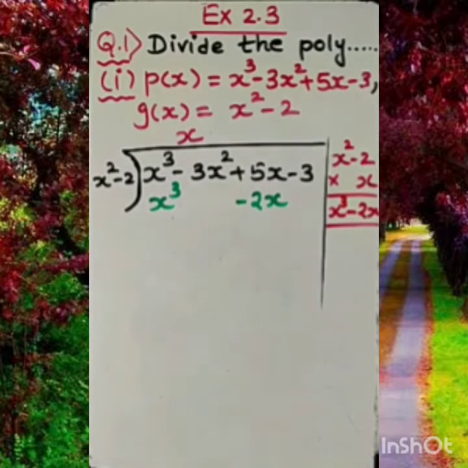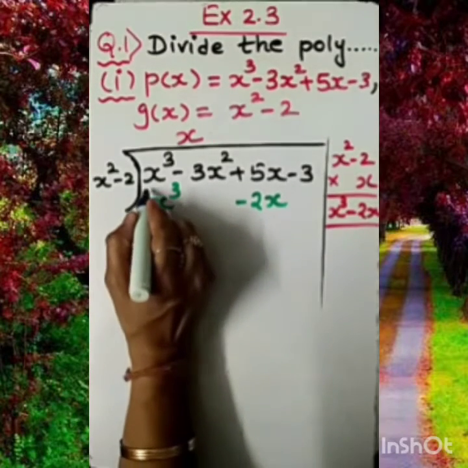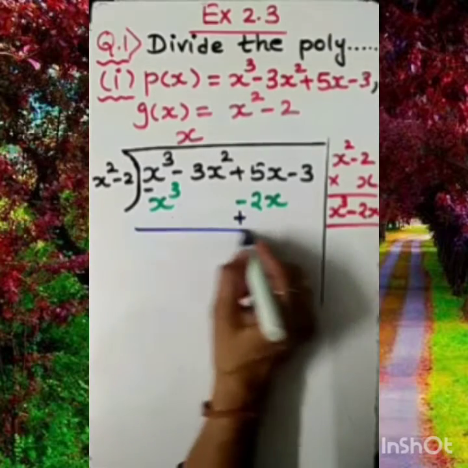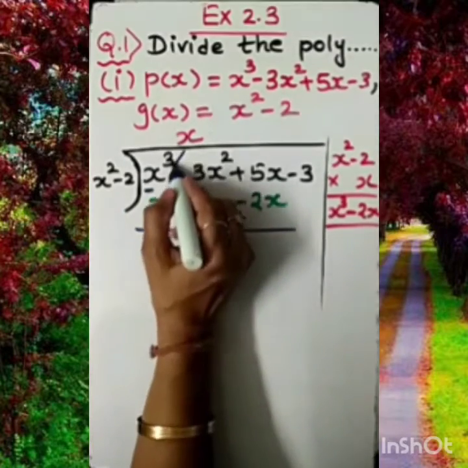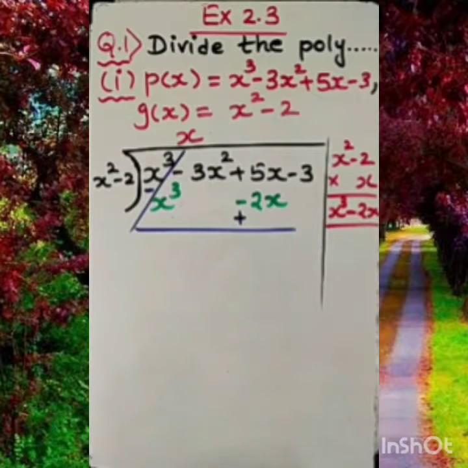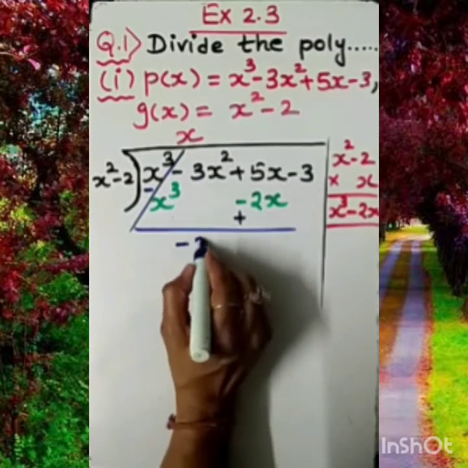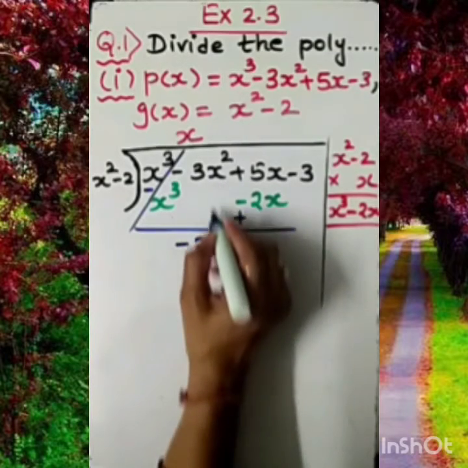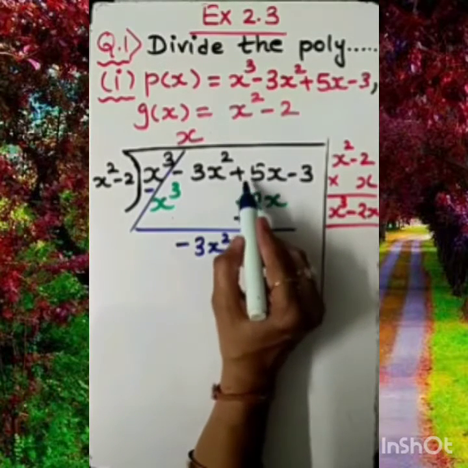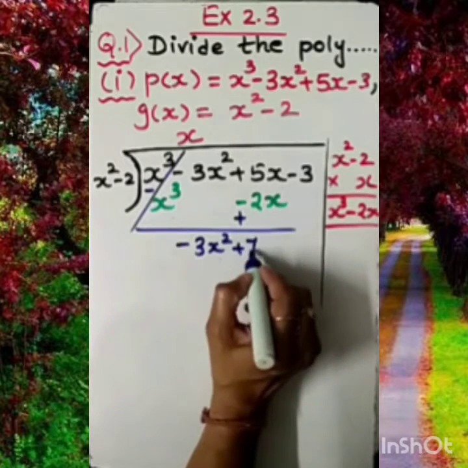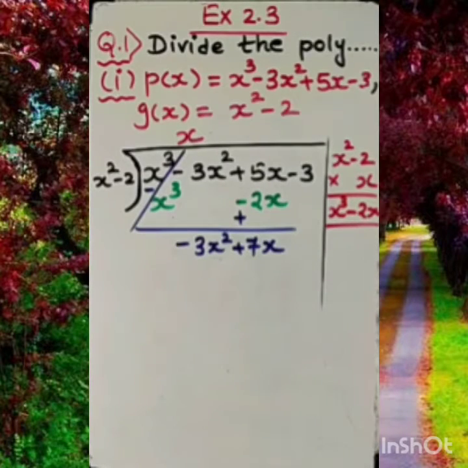Now as we know that whenever we have this type of situation, we have to subtract. And when we are subtracting, we need to change the sign. This x cube minus x cube will be cancelled. Now what is left with us? Minus 3x square. This full term I am bringing down. What about plus 5x plus 2x? Of course it is addition, plus 7x.